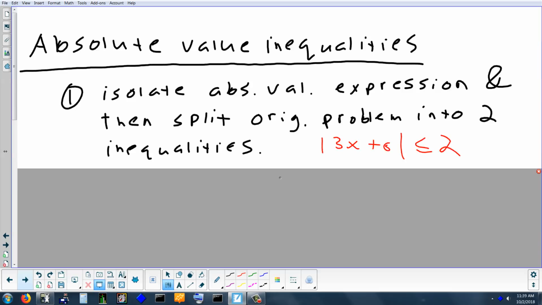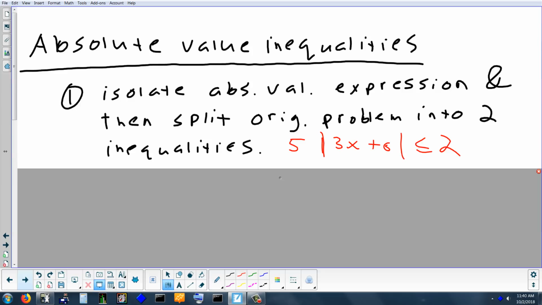That's an example of an absolute value inequality that's ready to go. Absolute value is by itself. Here's an example of an absolute value that is not ready to go. You've got something extra on the outside of the bars on the same side. You don't want that. Okay, so in that case, you'd have to divide by 5.